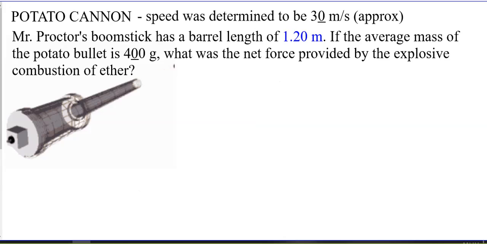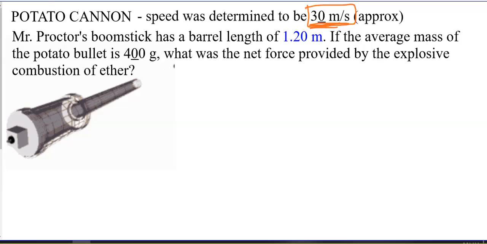So, potato cannon. Typically we blast these off in class at some point in the semester. And every year we determine together as a class that the approximate speed of my potato cannon is often somewhere between 28 meters per second and around 32. So I'm just going to split the difference. One year it was 25, but I didn't have big enough potatoes to fire. More often than not, it's somewhere between 28 and 32. So splitting the difference, I just happen to know that the potato cannon is going to fire a potato out at approximately 30 meters per second.